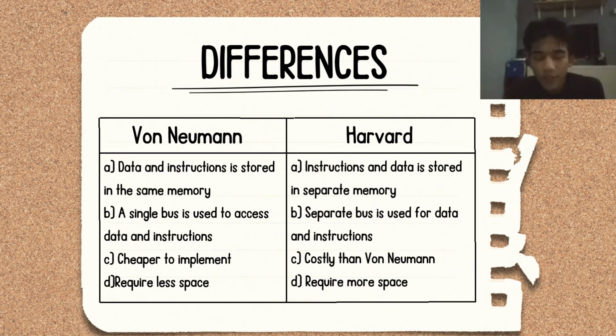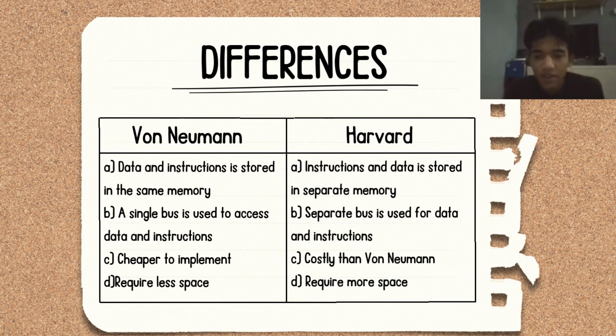There are two computer architectures. The first one is von Neumann and the second one is Harvard. Here are the differences. For von Neumann, data and instructions are stored in the same memory. To access data and instructions, it is cheaper to implement and requires less space.